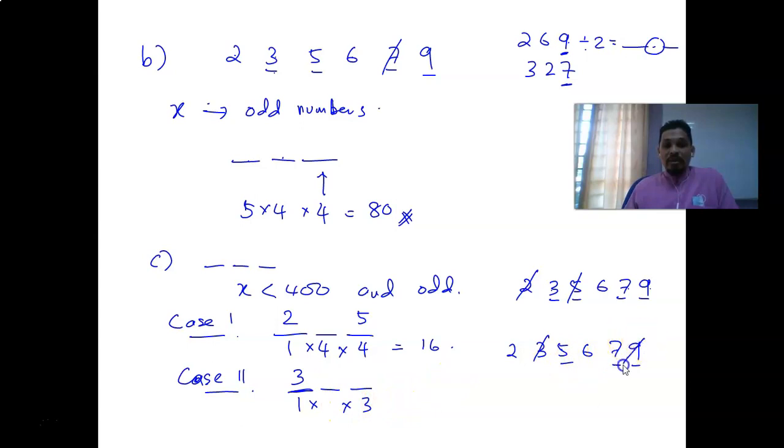So if I choose 9 here, you may choose 7 or 3 or 5, it's all up to you. Then how many numbers are left for the second place here? 1, 2, 3, 4. And it is equal to 12. So the total number of ways equals 16 plus 12 equals 28.